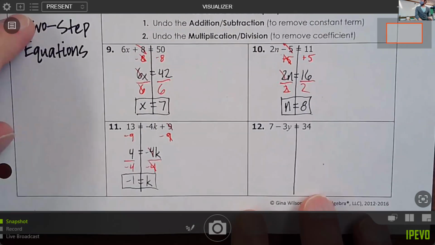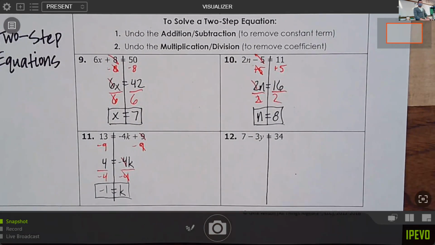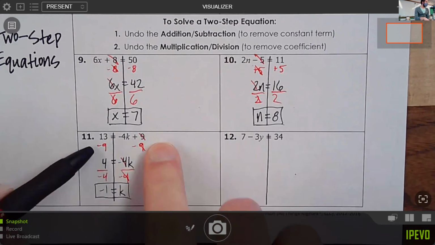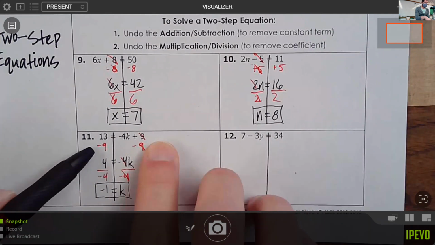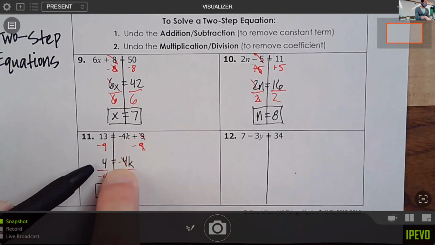Let's take a look at 11 here. So number 11, we're going to start by subtracting 9 from both sides. The 9's cancel out on the right. We're left with -4k. 13 minus 9 is 4.